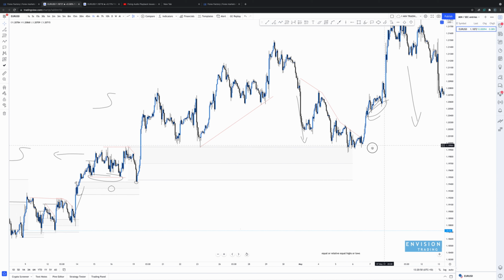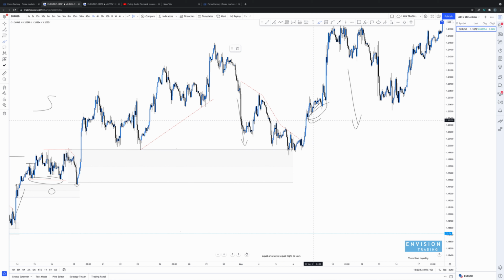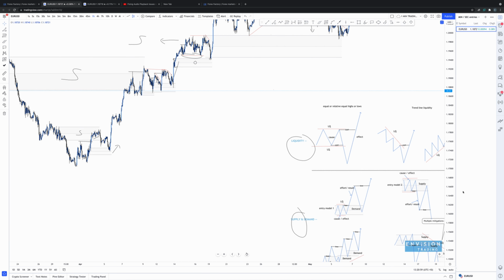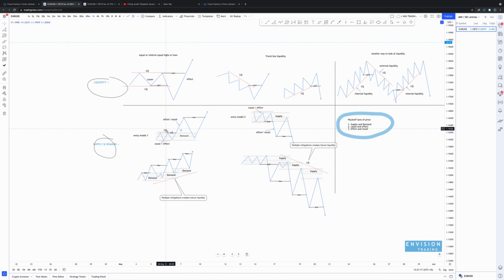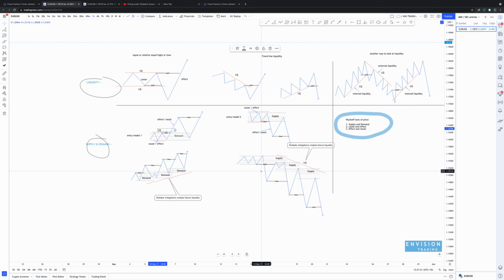Then the external liquidity gets taken, and then it leaves internal liquidity. All right, let's go back down to our drawings. You can mark liquidity as LQ, or you can just put a $ as well, because what you need to know is that there's a lot of money sitting at highs and lows. So you can mark it with LQ for liquidity or a $.